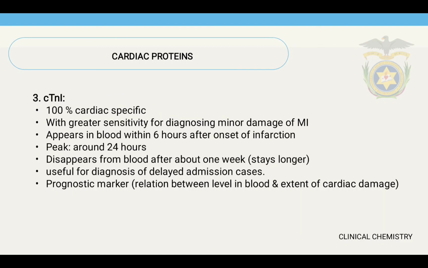Your troponin I or your cTnI is 100% cardiac specific, with greater sensitivity for diagnosing minor damage of your myocardial infarction. It appears in blood within 6 hours after the onset of infarction and peaks at around 24 hours. It disappears from blood after about 1 week and is useful for the diagnosis of your delayed admission cases. It can be used as a prognostic marker.